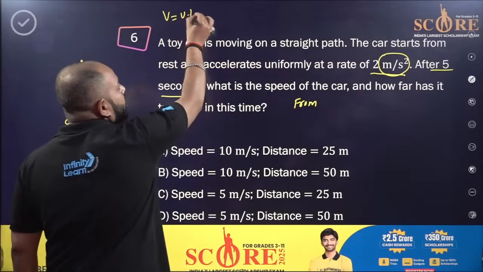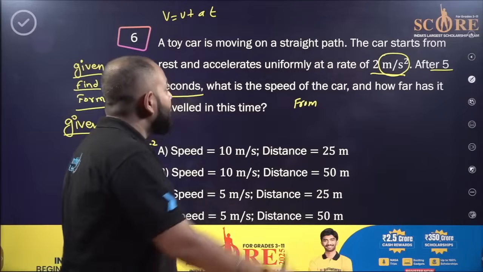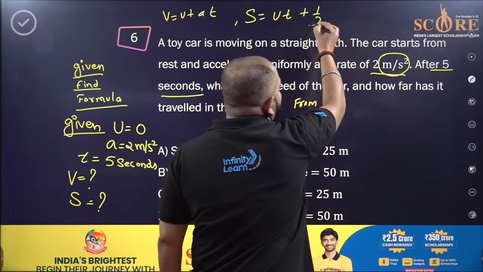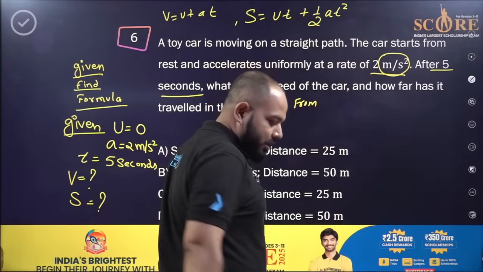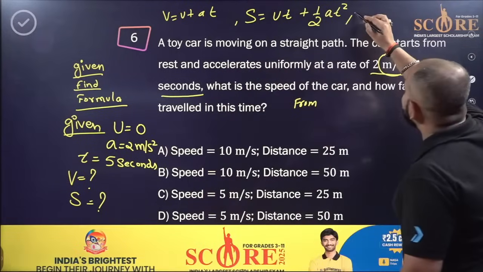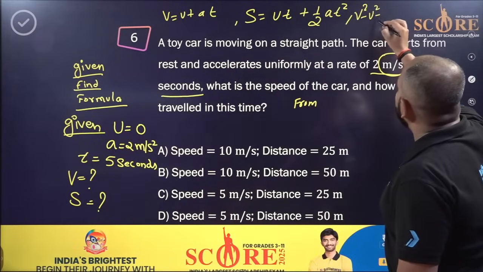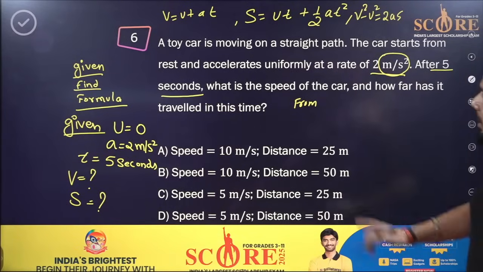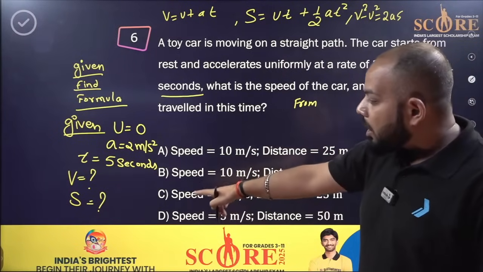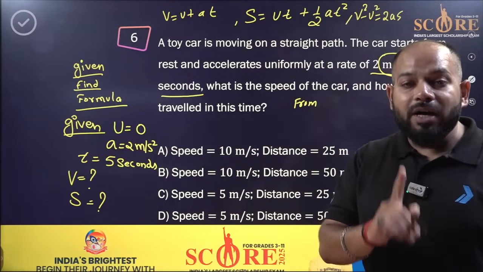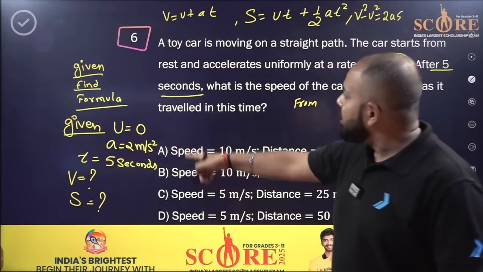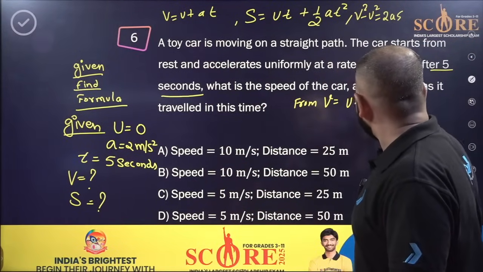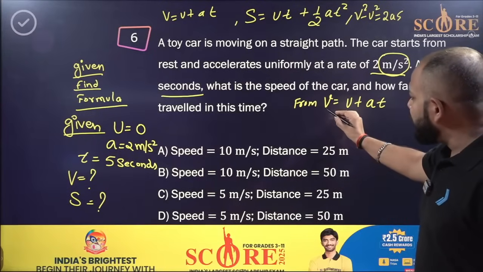V equals U plus AT. Okay. Second one is S equals UT plus half AT square. That is also okay. And the third one is V square minus U square equals 2AS. Okay. Clear? Let's see. We have to find V, and always go for the equation with one unknown variable. So in the first equation itself, V equals U plus AT, we have to find V.